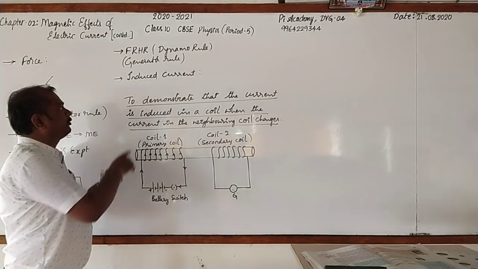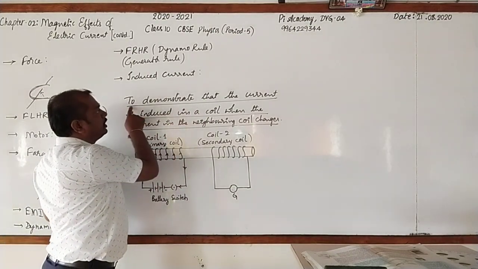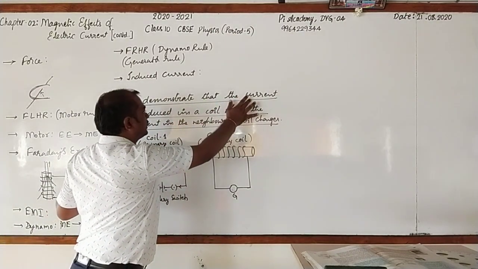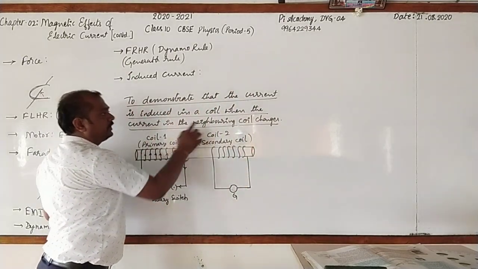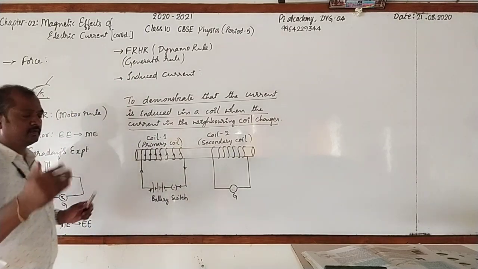Followed? Now please write the statement to demonstrate that current is induced in a coil when the current in the neighboring coil changes. Please copy this.